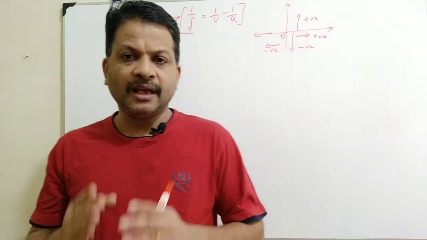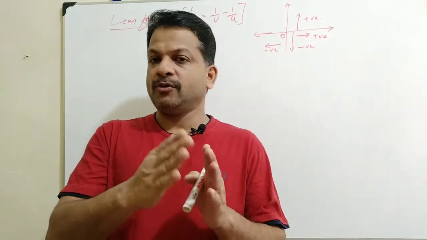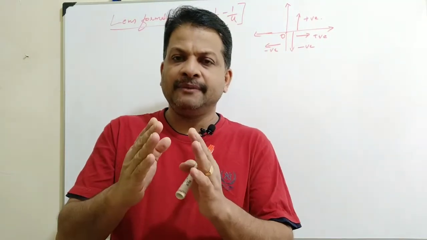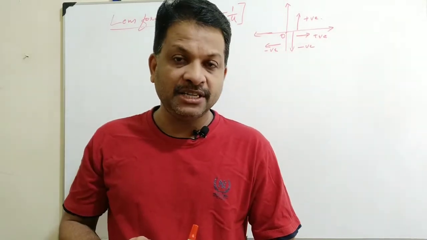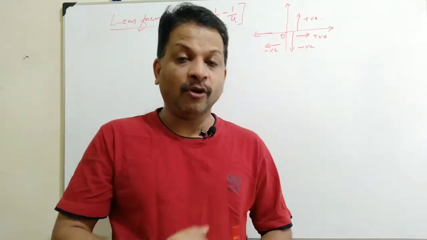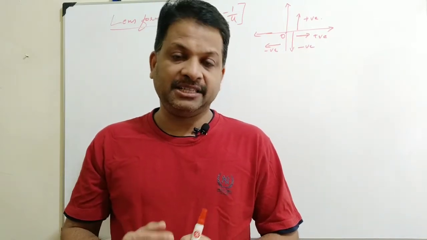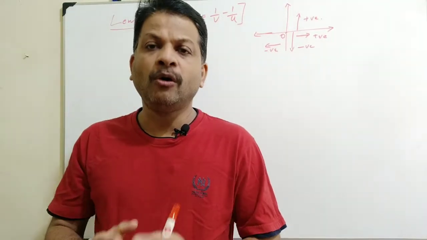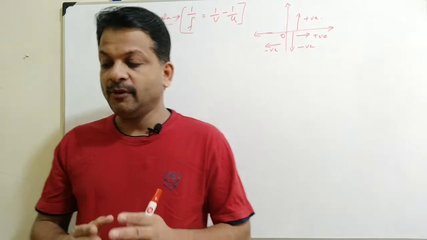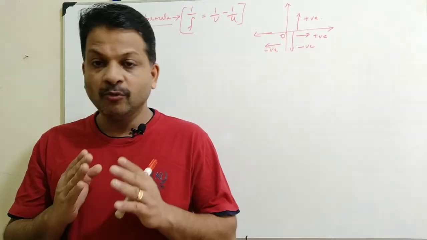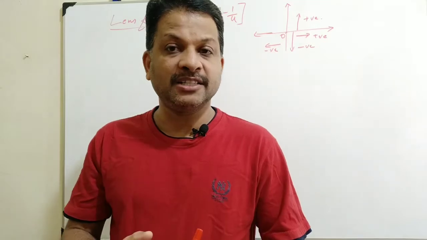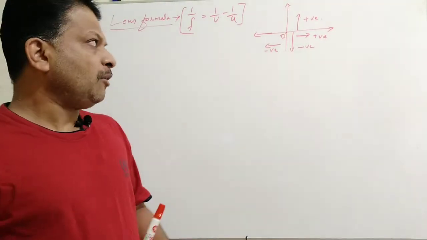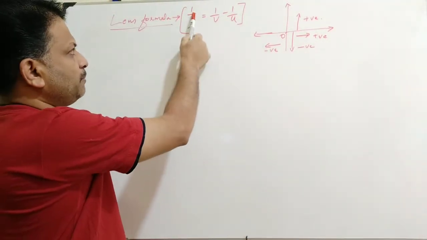According to sign convention, as you know, in case of a convex lens, f is always positive, u is always negative, and v is positive for real and inverted images, and v can be negative for virtual and erect images. In case of a concave lens, u, v and f all have negative values, and the value of u is always greater than v, because a concave lens always forms virtual, erect and diminished images.